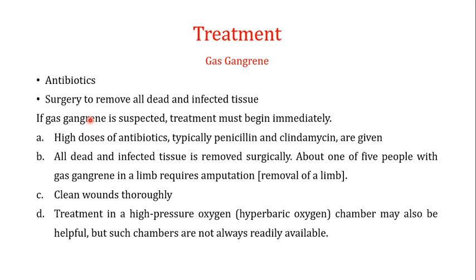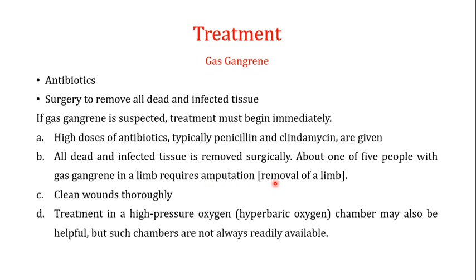If you talk about the treatment of gas gangrene, you have to use antibiotics, and you have to go for surgery to remove all the dead and the infected tissue. Now, if gas gangrene is suspected, the treatment must begin immediately, and the first thing you have to do is go for high doses of antibiotics, typically penicillin and clindamycin. Secondly, all the dead and infected tissue is removed surgically, and in about 1 of 5 people with gas gangrene in the limb, that requires amputation.